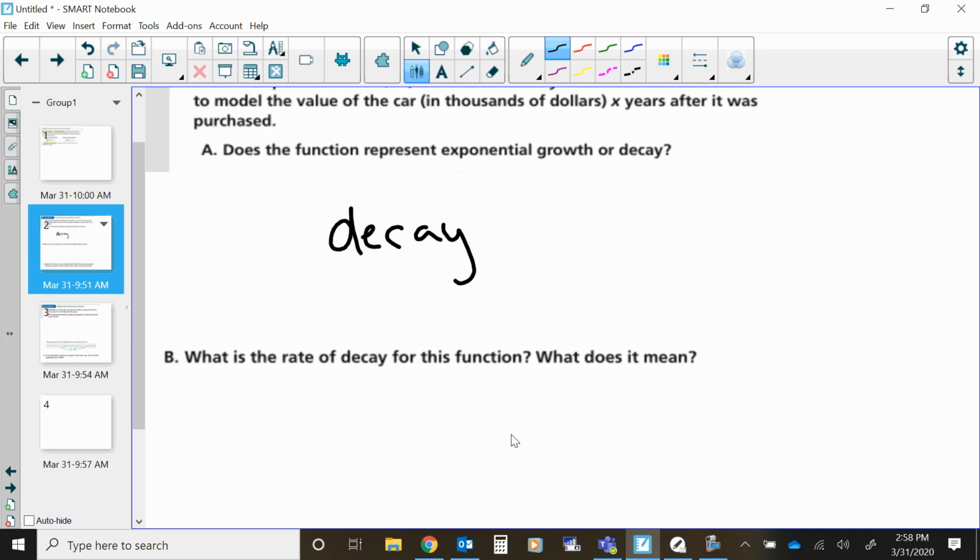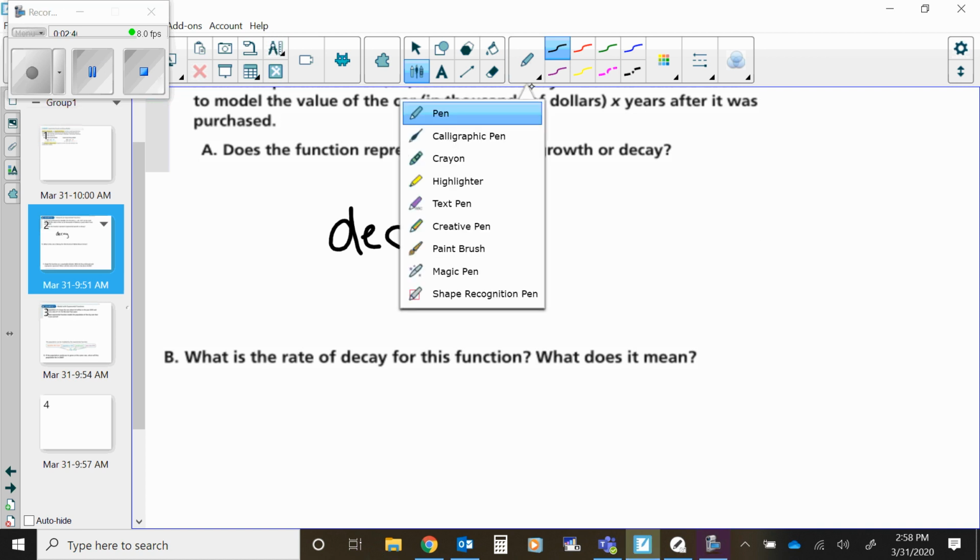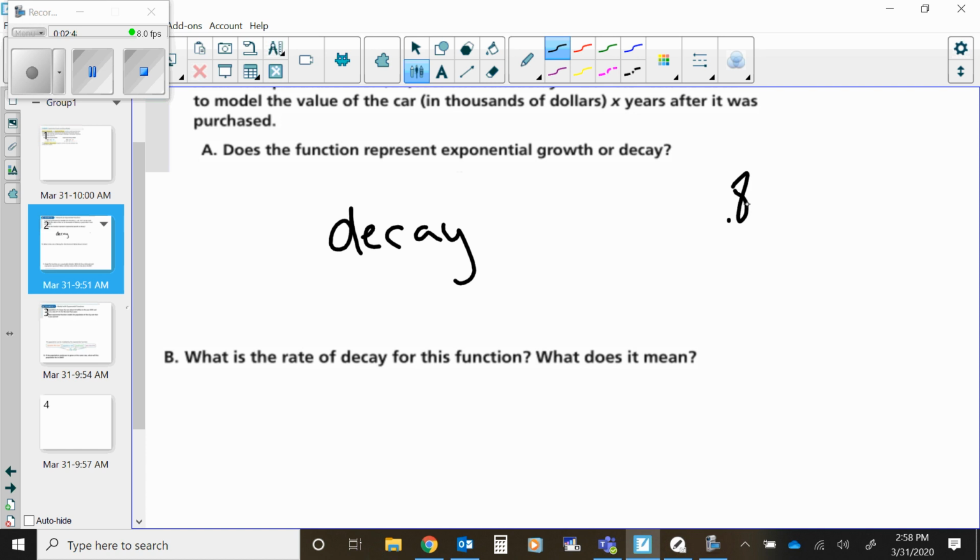What is the rate of decay for this function, and what does that mean? Well, this 0.8 means that the car is going to be worth 80% of its value each year. That's 80% of what it was worth the year before, which means its decay rate is 0.2. The way I got that is you take a 1 and you minus the 0.8, and that gets you your decay.